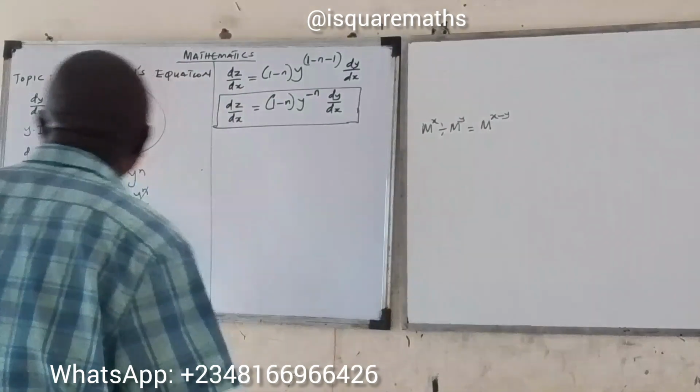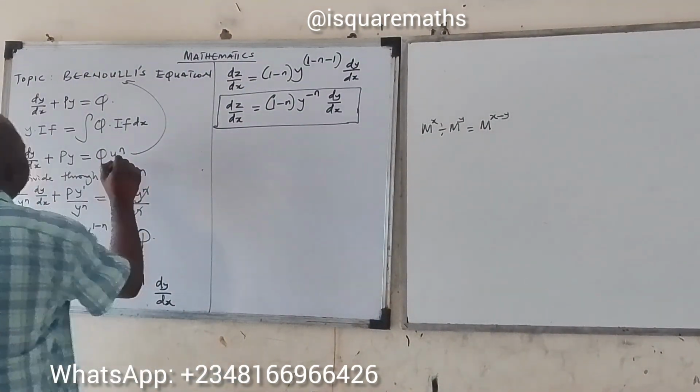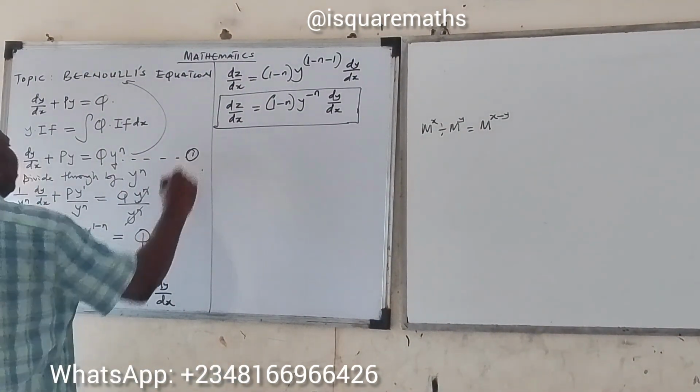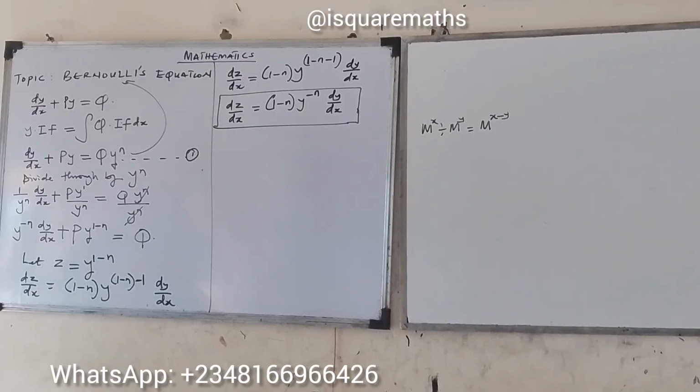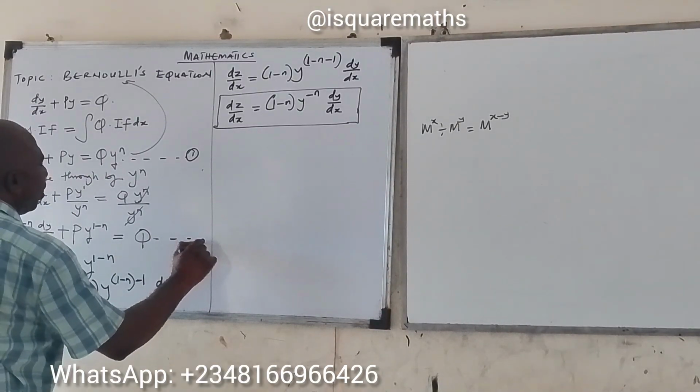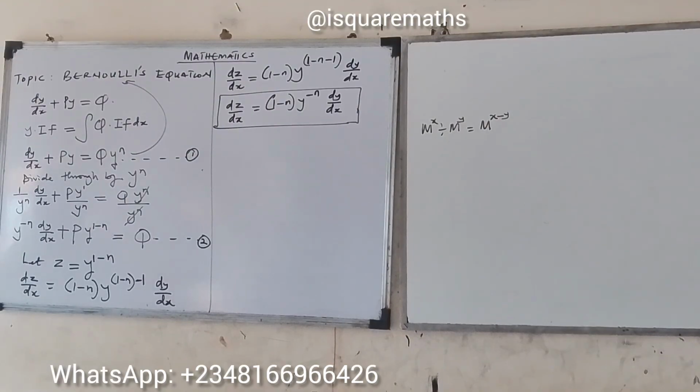Now let's tag these equations. Let's call this Bernoulli's equation, equation 1. And let's also call this equation here equation 2. So at this point, now we want to make use of this equation 2.